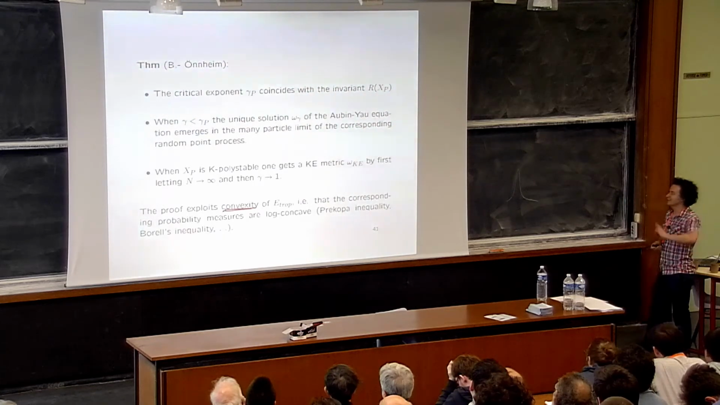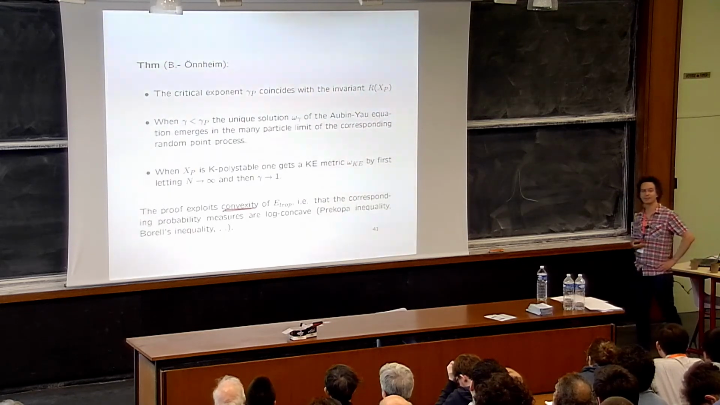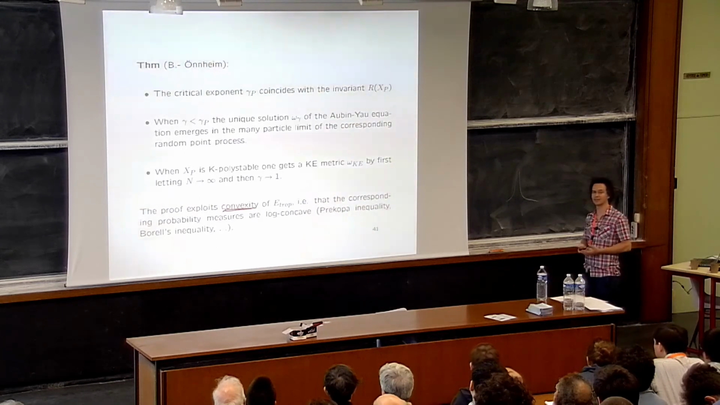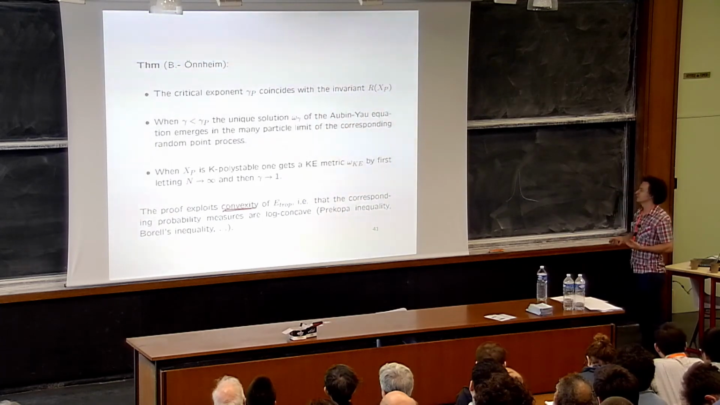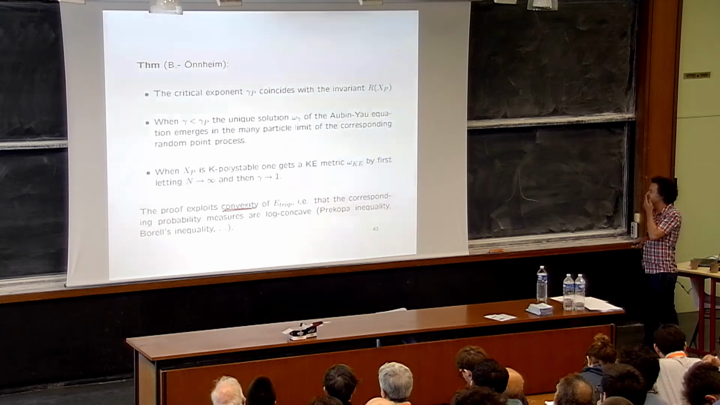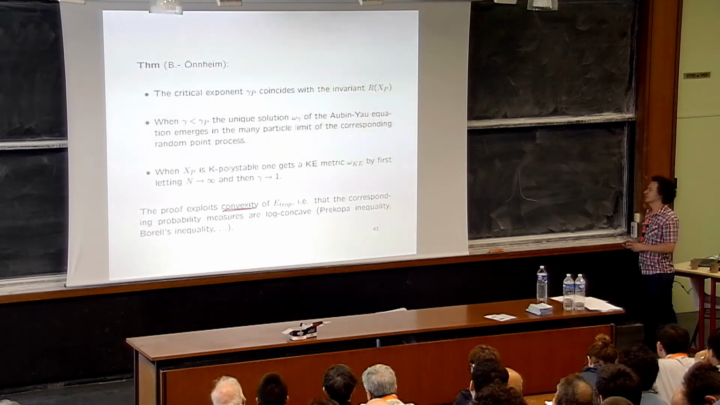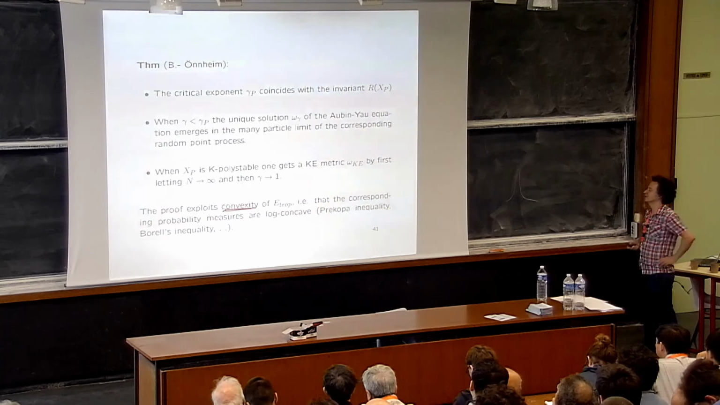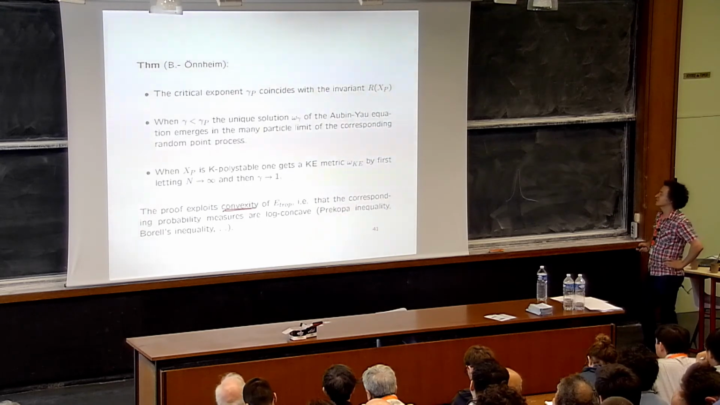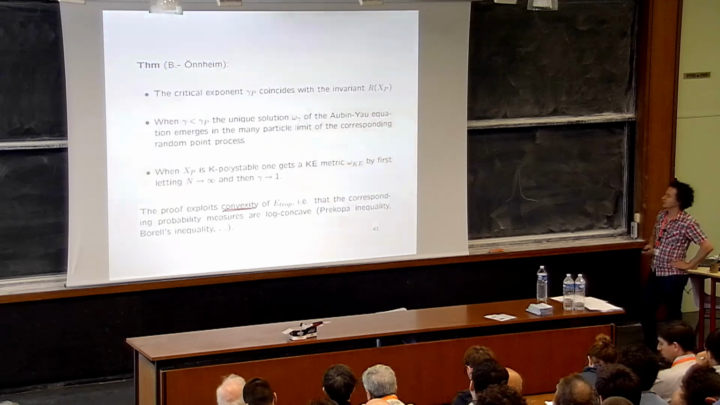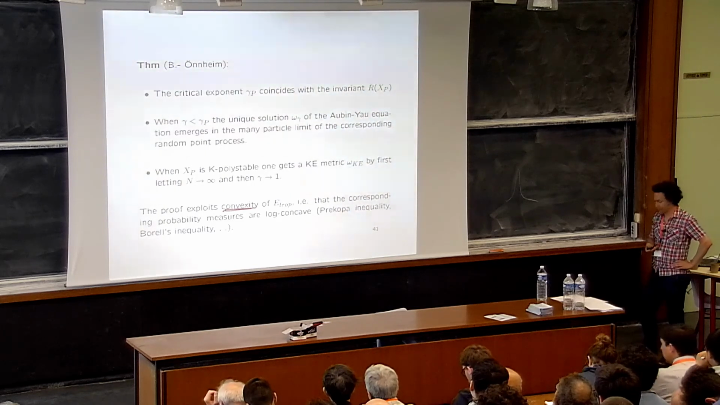And the proof, as I hinted, really exploits the plurisubharmonicity, which now is the convexity of E. So it uses some standard but highly non-trivial results about log concave probability measures, where log concave means that E is convex. That's the Prékopa inequality and Borell's inequality, and then you can prove the theorem.